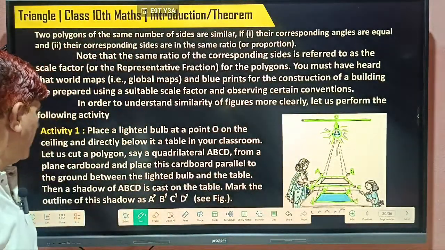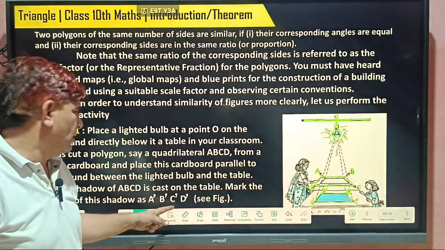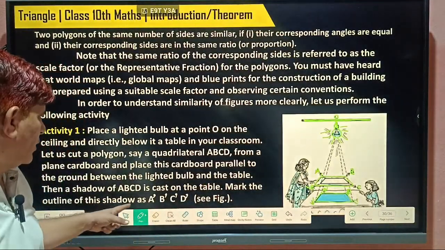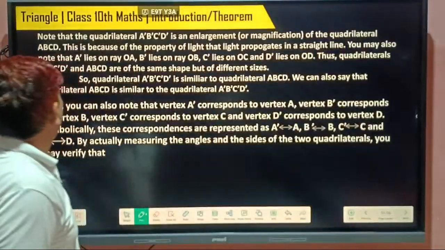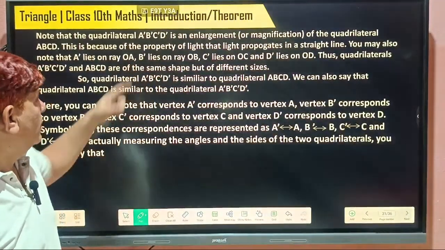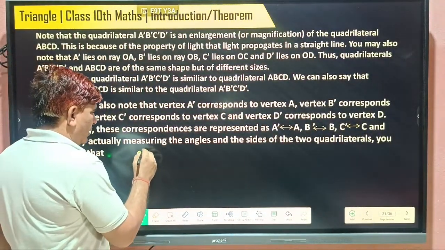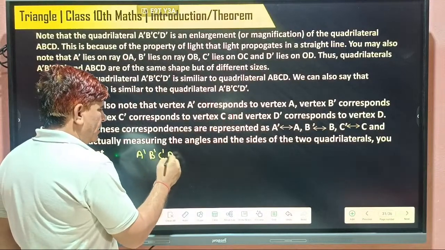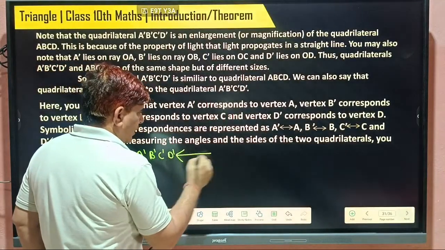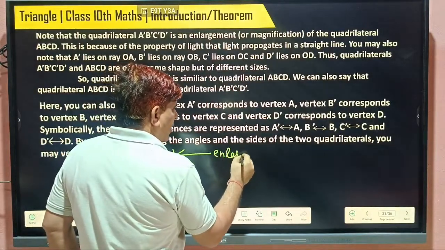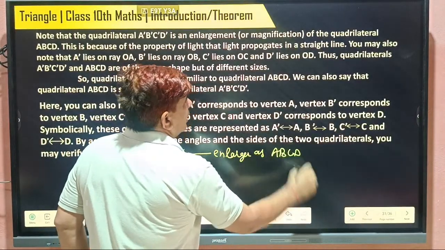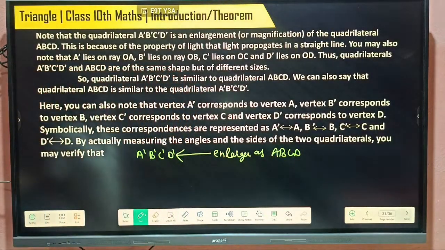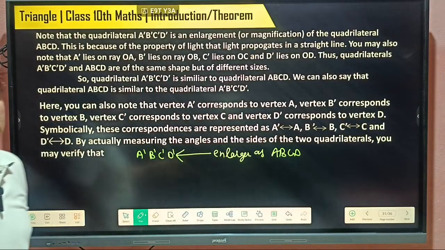And the table, then the shadow of ABCD is cast on the table, and we mark the outline points, shadow A dash, B dash, C dash, D dash. So the figure becomes what? Note that quadrilateral A dash, B dash, C dash, D dash is enlarged, meaning its size increases as compared to quadrilateral ABCD. This is because of the property of light: it propagates in a straight line.